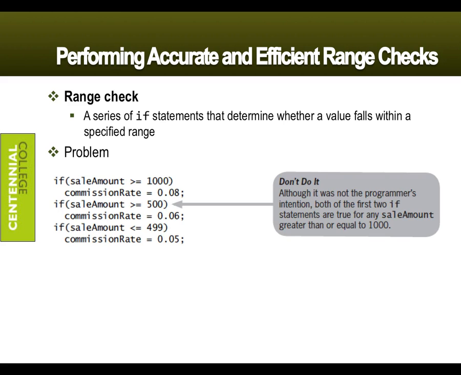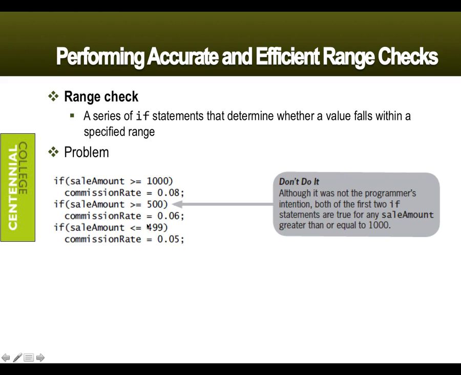Okay, we talked about range checking last time, right? So here's where I showed you that range checking is messed up. Here's an example. If sale amount is greater than or equal to 1,000, well then this is true, 0.08. And now I'm going to check to see if sale amount is greater than or equal to 500. Well, that's true too, because the greater than sign makes this condition true as well, right?